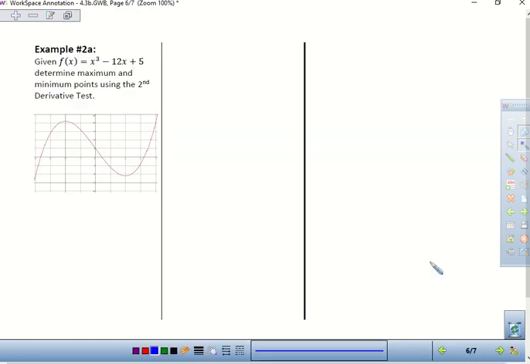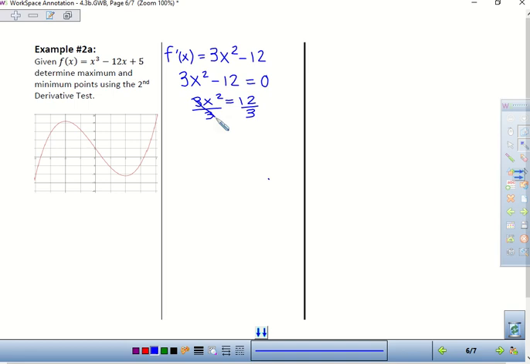So step 1 is to take the derivative of this function here on the second page. So what's the derivative of this function going to be? 3x squared minus 12. You're going to take the first derivative and set it equal to 0. You're going to solve for x, so I'm going to add 12 to both sides, and then divide by 3. That's going to give me x squared equals 4.